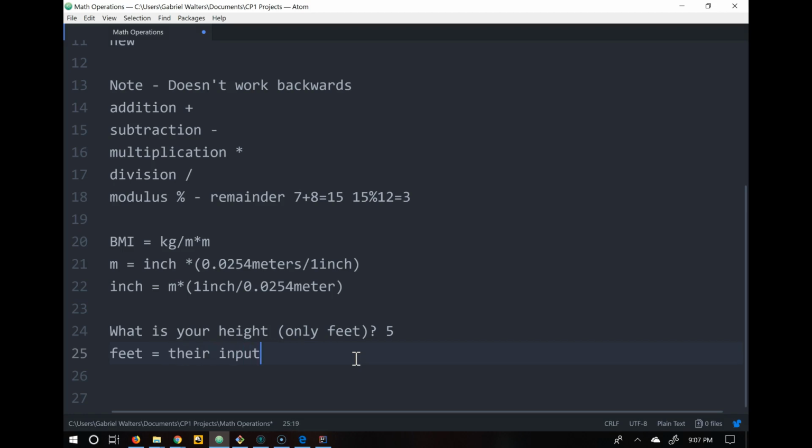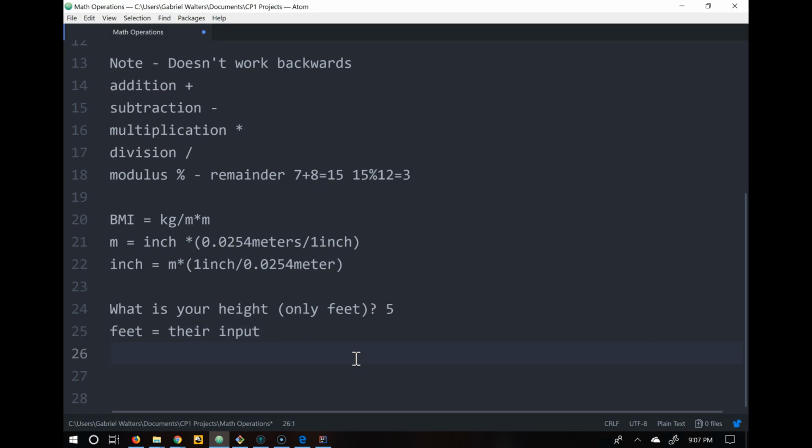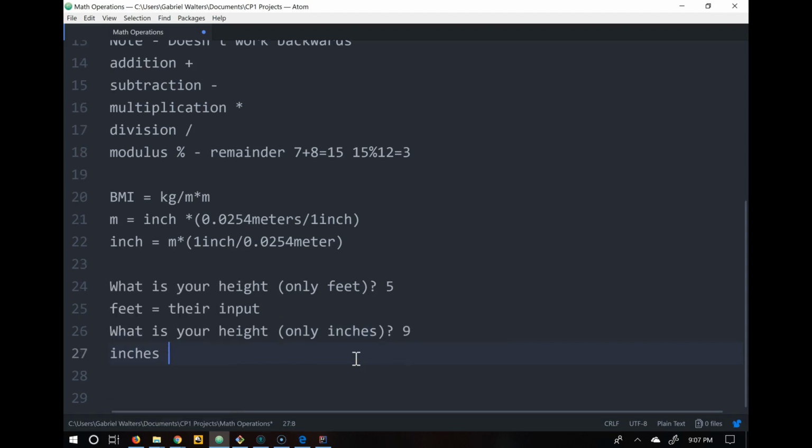So you're going to have to use your keyboard, the scanner. And then I'm going to want to ask them, what is your height, and say something like only inches. And they're going to have to say 9. And I'm going to store that as inches. Inches equals their input. But now I can reassign.